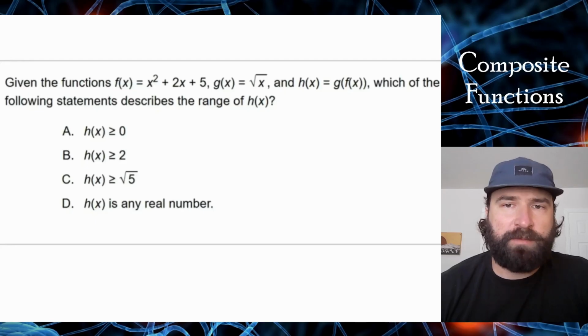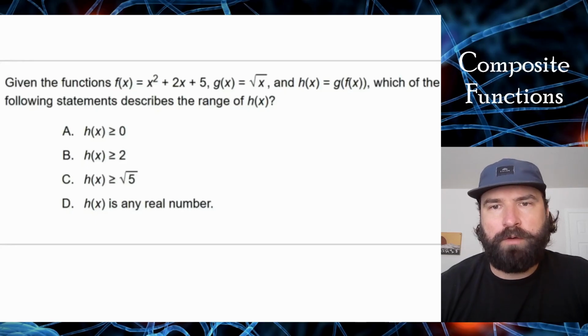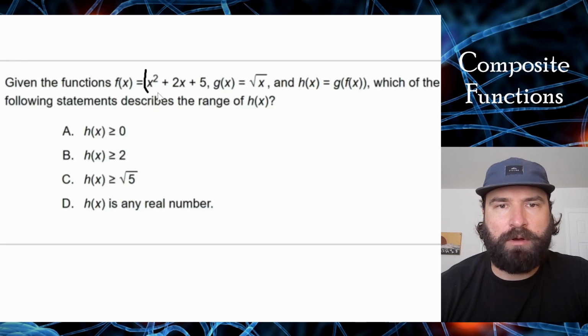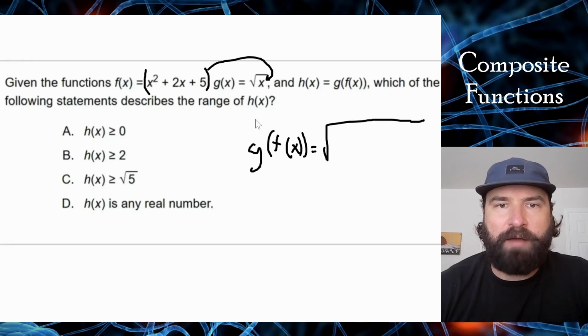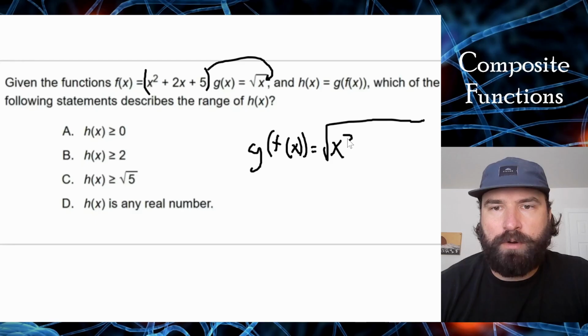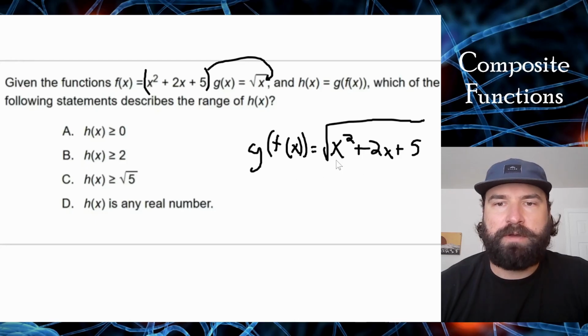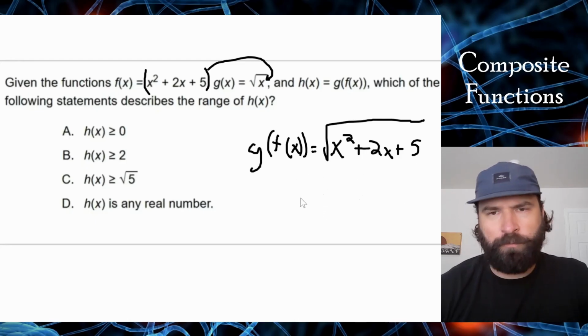All right, so h of x is something called a composite function, where we're plugging one function into the other function. So what g of f of x means is that we're plugging the entirety of f of x, all of this, in for the x in g of x. So our composite function, g of f of x, is going to equal the square root of the entire f of x function. So we're plugging in x squared plus 2x plus 5 in for the x in g of x, which is just the square root of x. So hopefully you can see that.